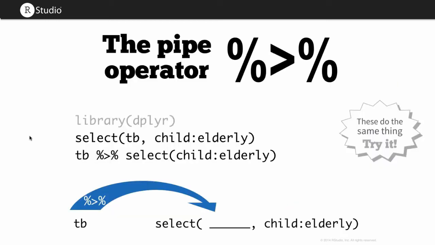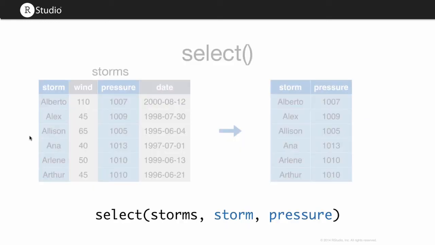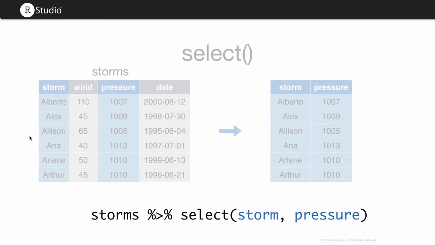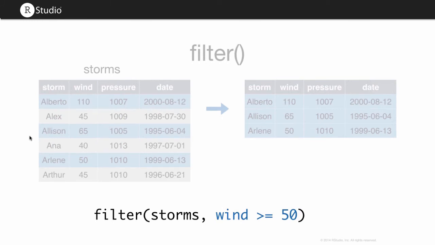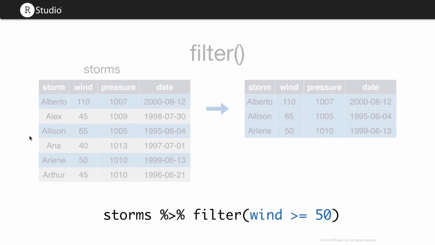Okay, so I mentioned that pipe operator earlier, and this is where it really starts to come into play. You could select data from your data frame in the regular R way, or you could do the same thing with the pipe operator. So now I'm just piping storms into the select command. Same with filter, same with all these functions. Each of these functions takes the name of the data frame as their first argument, which makes this really convenient.